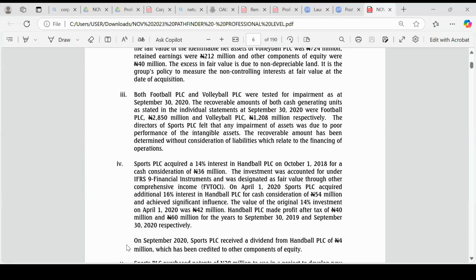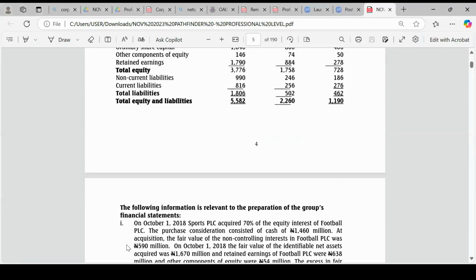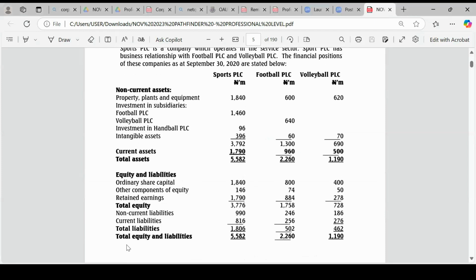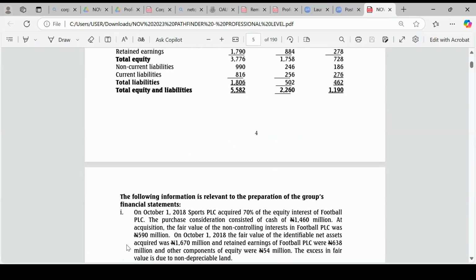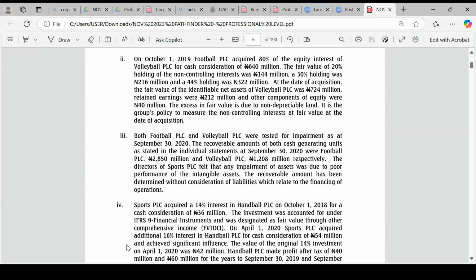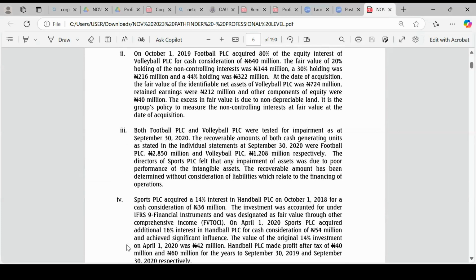So what I should be looking at in this instance is the total assets. All right. The total assets I was given for the two companies. The total asset for Football PLC is 2,260,000. Total asset for Volleyball PLC is 1,190,000. However, there could be adjustments that will still affect these total assets. So I cannot pick these values yet.